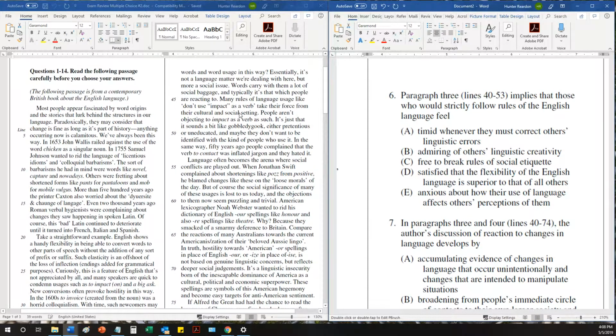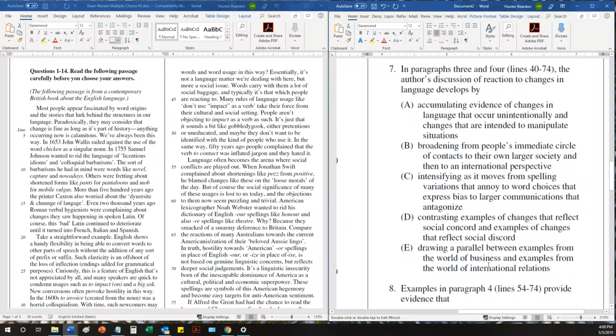We're like over here. So if a person would reject another person for using such language, then the one answer choice that really works here is answer choice E. Those people would be anxious about how their own use of language affects other people's perceptions of them, right? We're talking about social interaction. This question is very sociological, so E is definitely the correct answer.